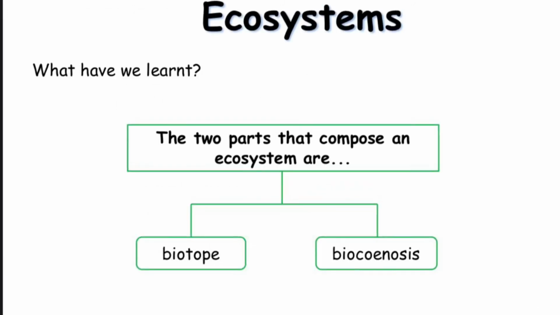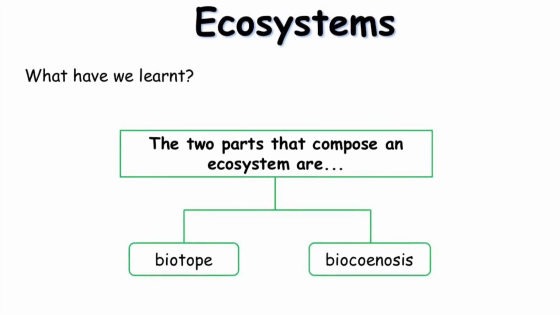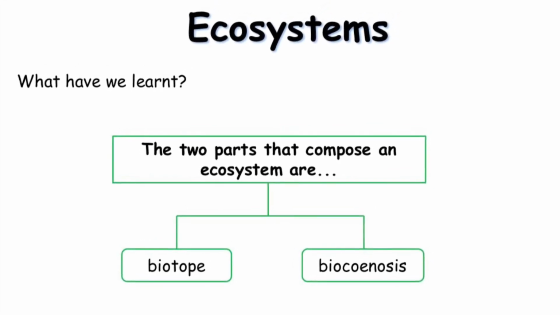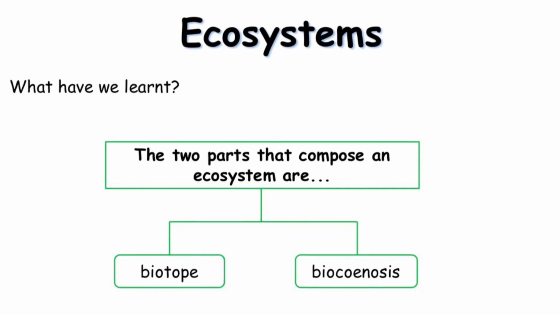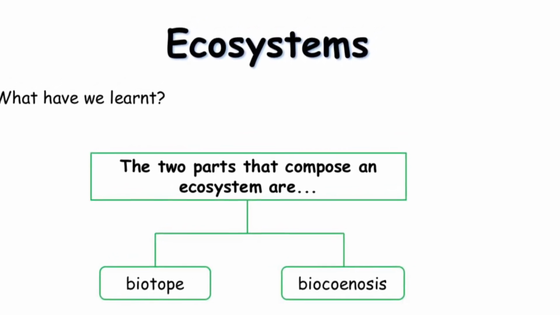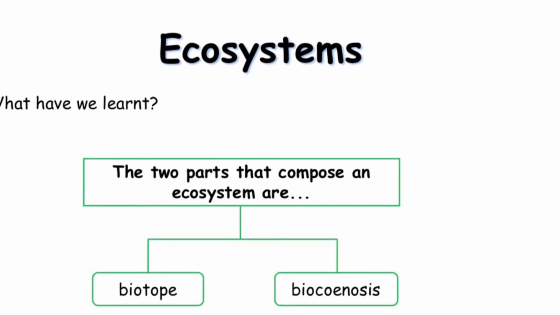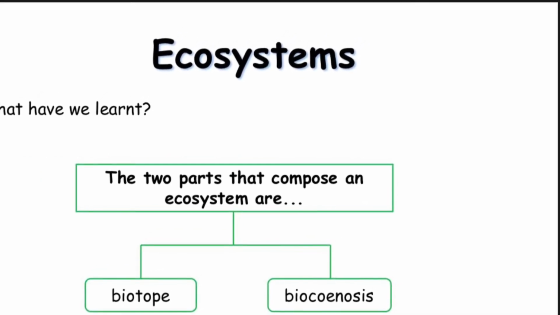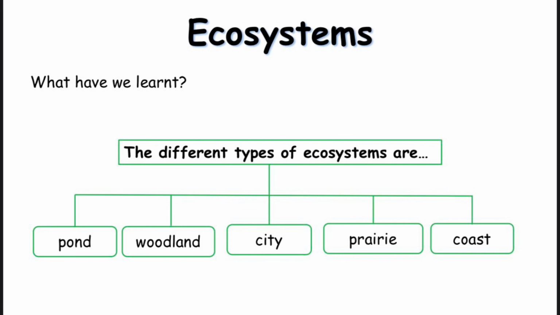What have we learned? The two parts that compose an ecosystem are biotope and biocenosis. Examples of ecosystems are pond, woodland, city, prairie, and coast.